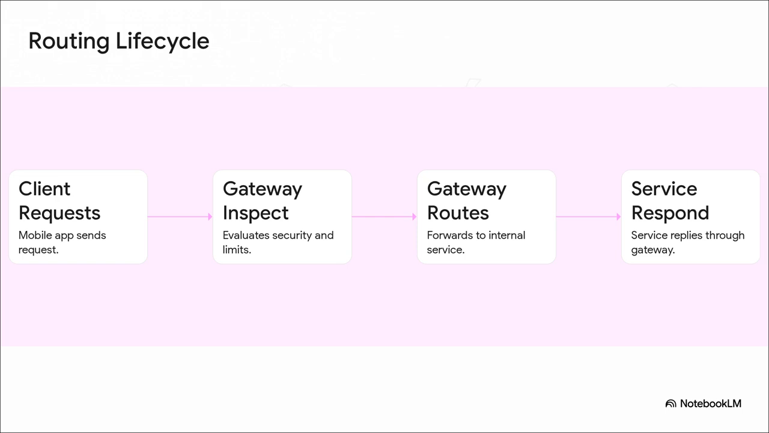Step 3, the gateway routes the request. If everything looks good, it automatically forwards your login credentials to the correct internal authentication service. And finally, step 4. The service responds. The backend service validates you, shoots a response back to the gateway, and the gateway hands that final response right back to your phone. It's completely seamless.